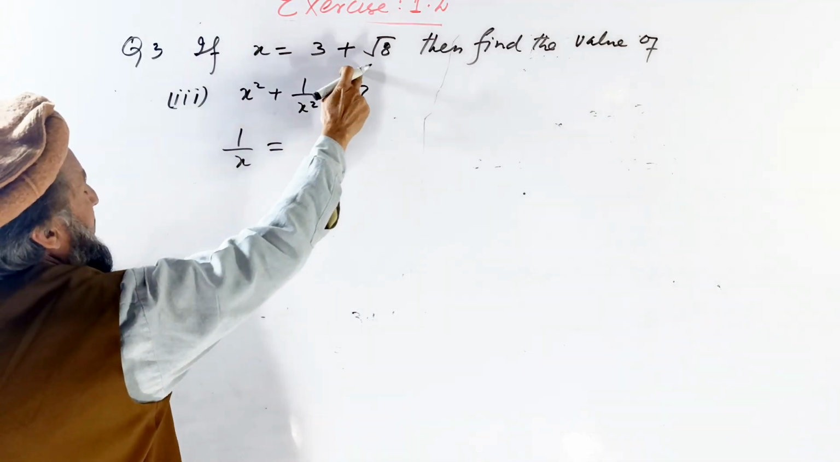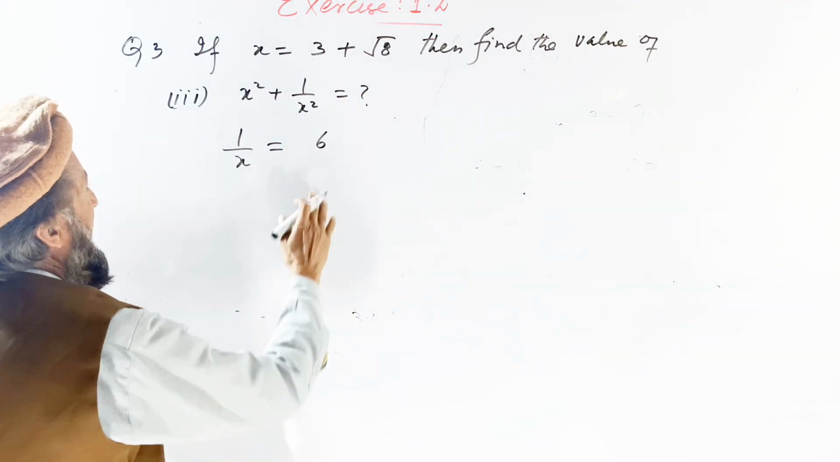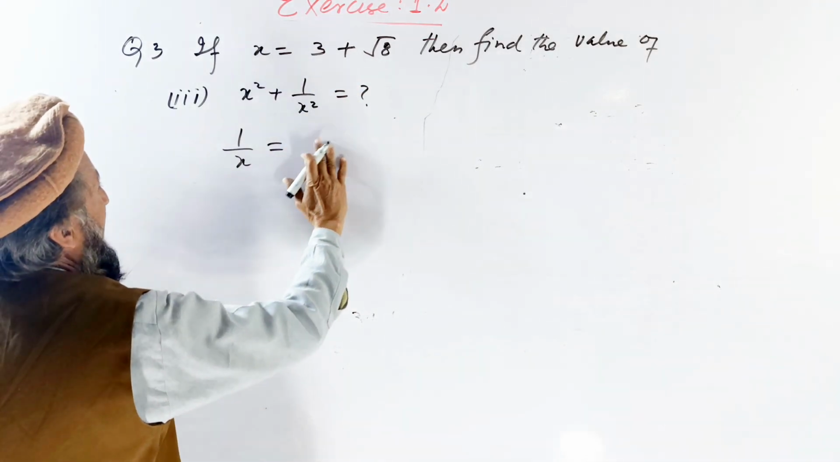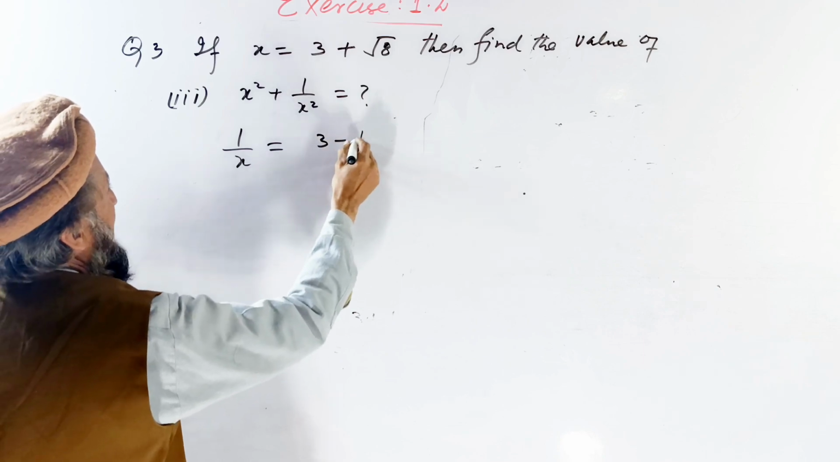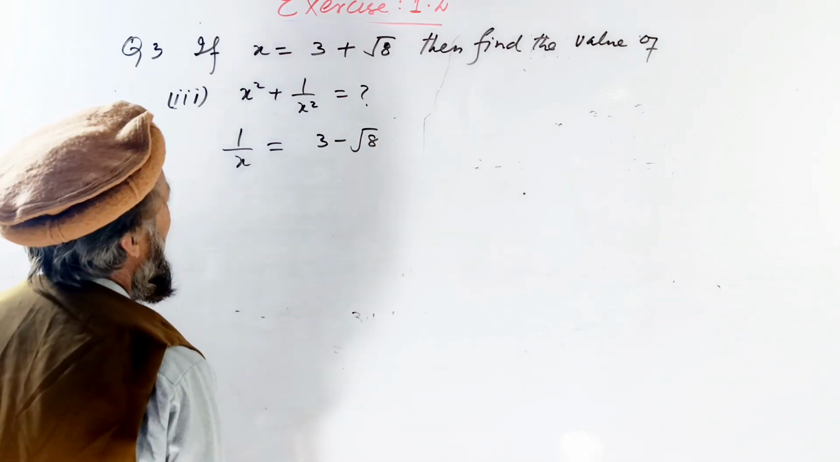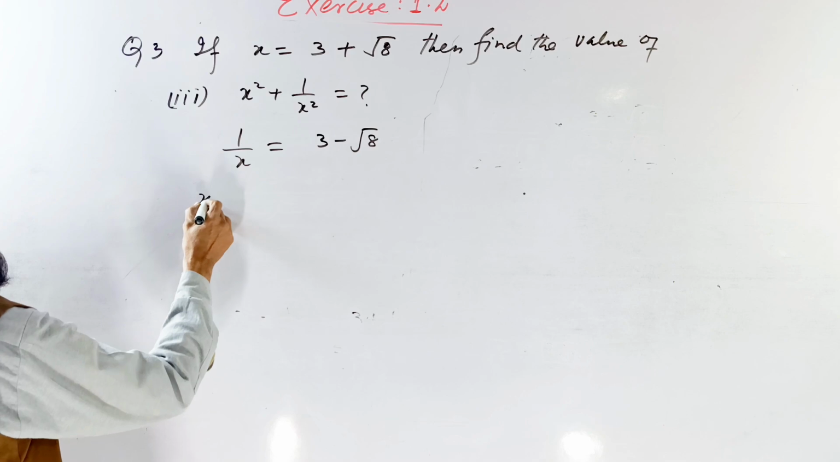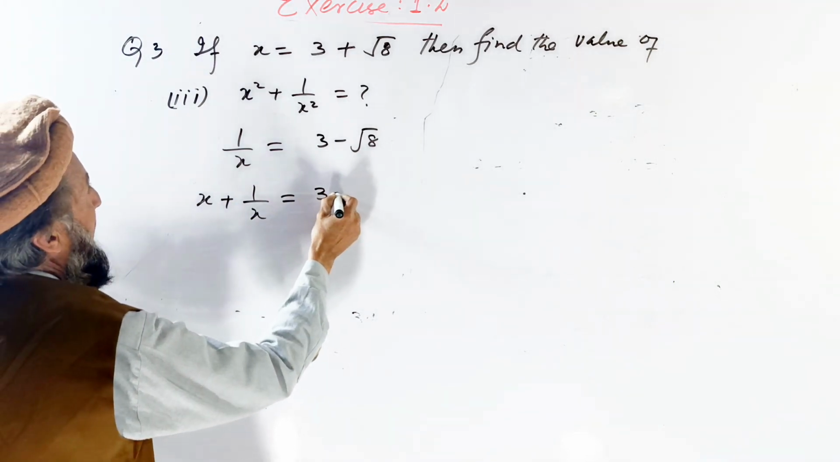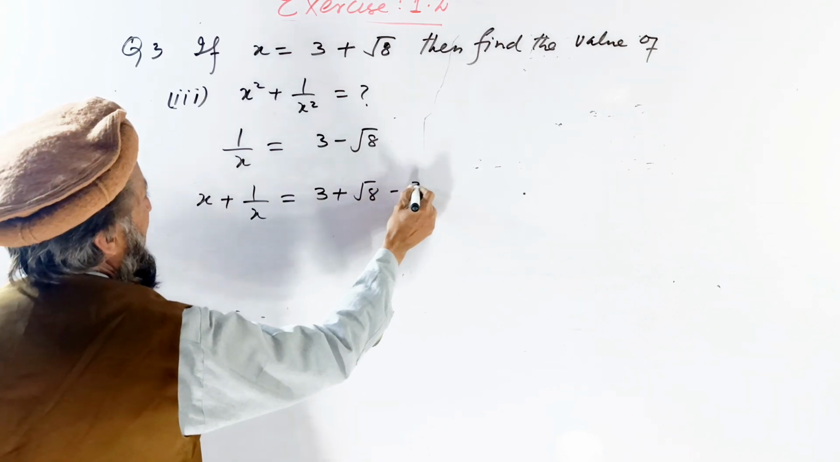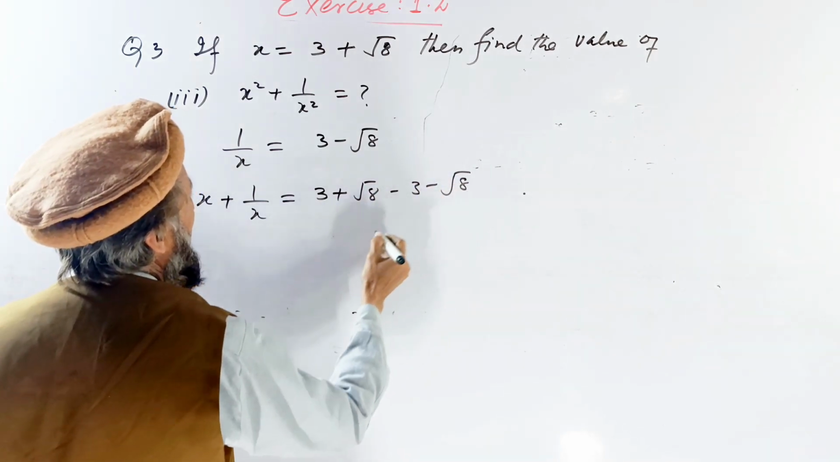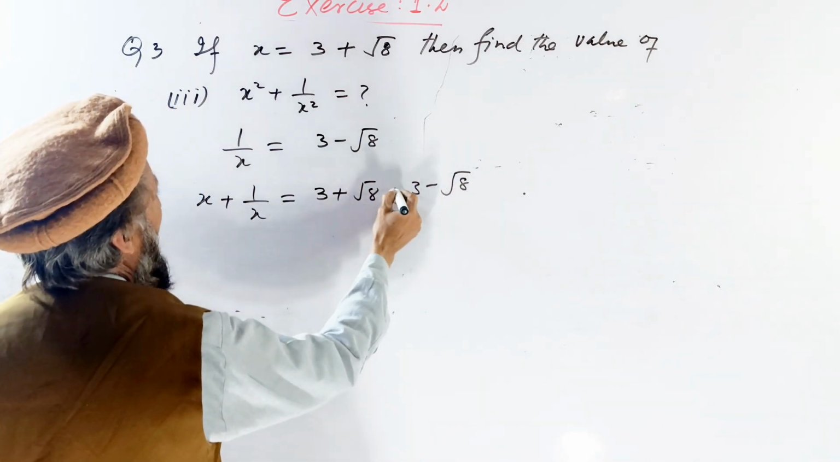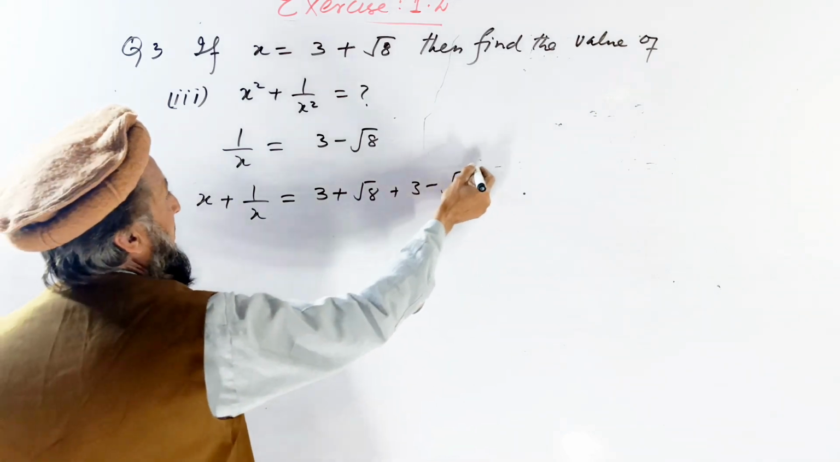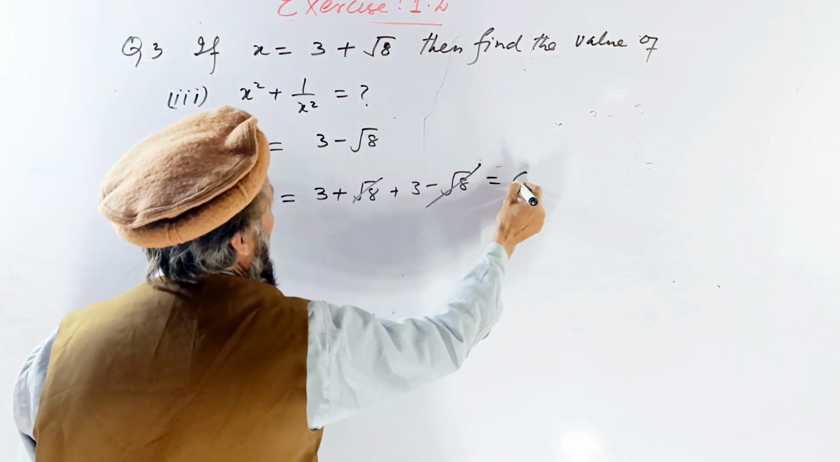And this term we have already found: 3. Our x is 3 minus root 8. We have found this term, x plus 1 over x. So we get 3 plus root 8 minus 3 minus root 8. If we are adding, this will be cancelled. We get here x plus 1 over x.